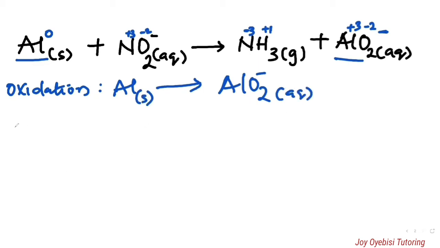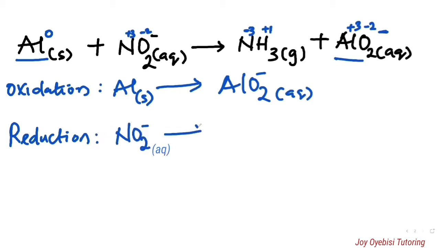All right. Now, for the reduction, we could see that for the nitrogen, it moved from +3 to -3, which is obviously reduction. So we have NO2 minus to give us NH3 gas. So this is our oxidation reduction half reaction. Now, after figuring out the oxidation reduction half reaction, the next step would be to balance the atoms.